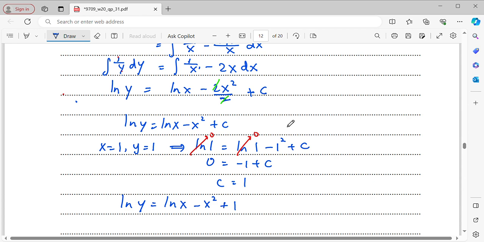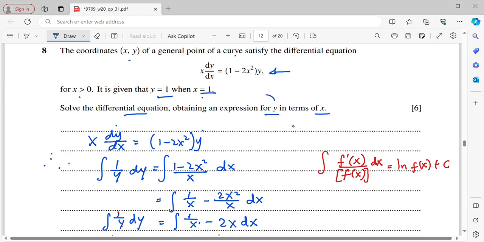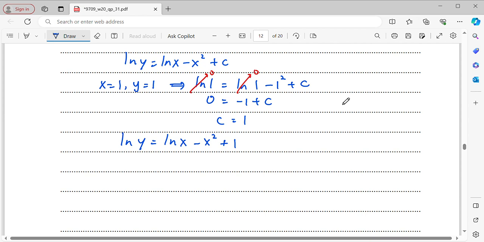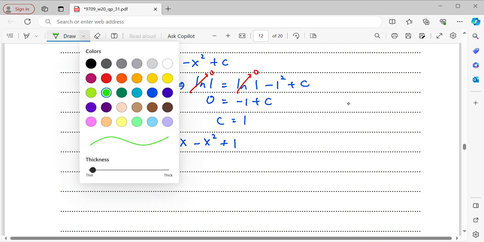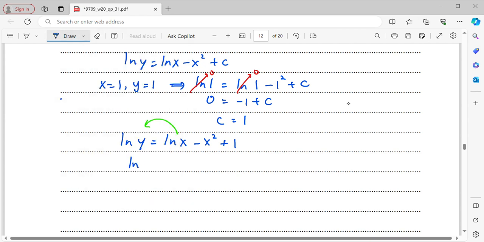Okay, but when you refer to the question, it says get the y in terms of x. So it means that I have to eliminate the ln. Okay, so what we need to do here is probably you can just move the ln to left side. Okay, I group the ln first. So here is going to be ln y minus ln x equals to 1 minus x squared. And then use the formula that I have shown you just now. Ln a minus ln b is ln a over b.